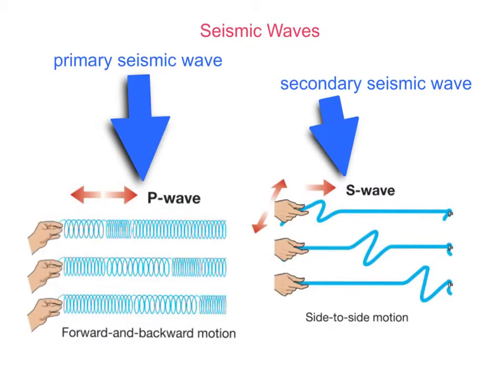Seismic waves are vibrations that travel through all the layers of the Earth. Primary waves are forward and backward motion. They can travel at 5 kilometers a second. P waves can travel through liquids, solids, and gases. Secondary waves are side-to-side motions that move 3 kilometers a second. Secondary waves cannot travel through liquids.